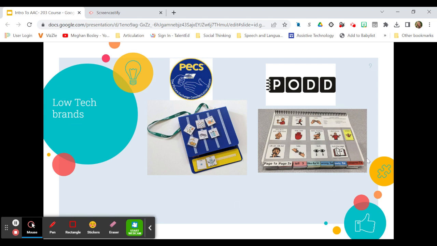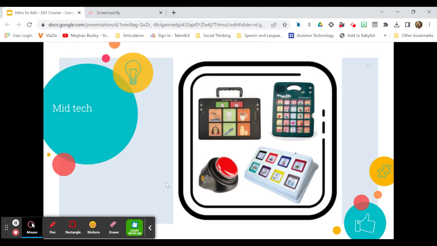Another system is called Pod. We've had a few Pod users. This stands for Pragmatic Organization Dynamic Display. This is organized through pragmatic branches, and it is a flip book. So you might have seen some people use this maybe in other districts. We've used it a few times. But those are just some name brands of some low tech systems.